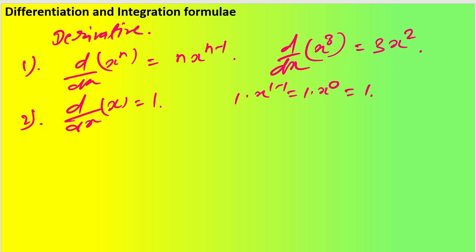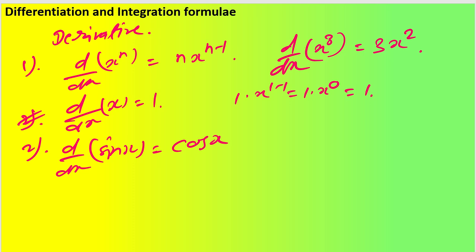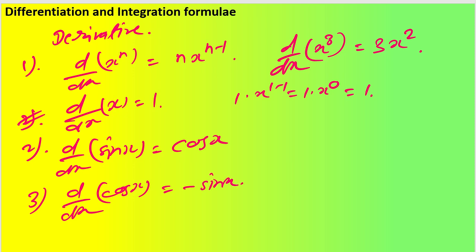Let us say the second one, d by dx of sin x. So the derivative of sin x is cos x. So we'll see integration of cos x will become sin x. Those are the definitions we'll try to understand. Then we'll see d by dx of cos x, which will become minus sin x. So integration of minus sin x will be cos x. That we will also see.